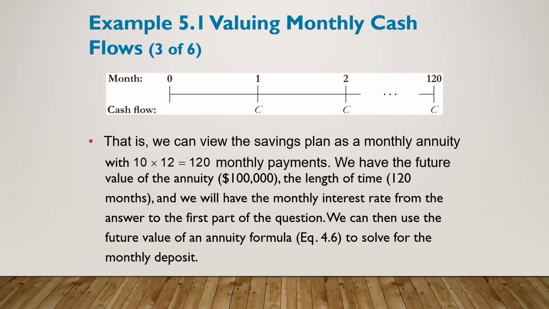That is, we can view the savings plan as a monthly annuity with 10 times 12 equal 120 monthly payments. We have the future value of the annuity, which is $100,000. The length of time is 120 months, and we will have the monthly interest rate from the answer to the first part of the question. We can then use the future value of an annuity formula that was in equation 4.6 to solve for the monthly deposit.